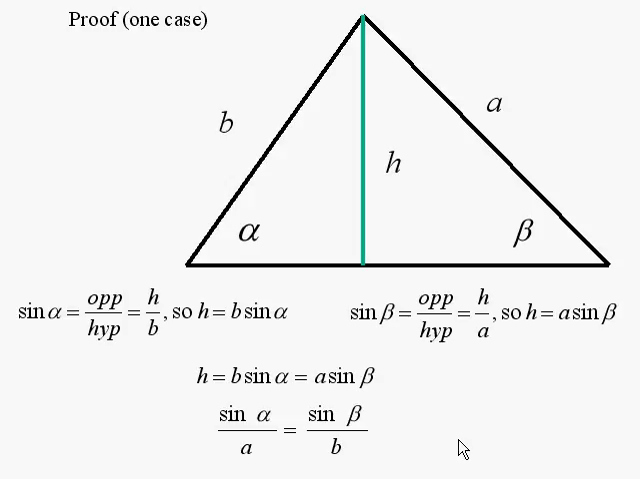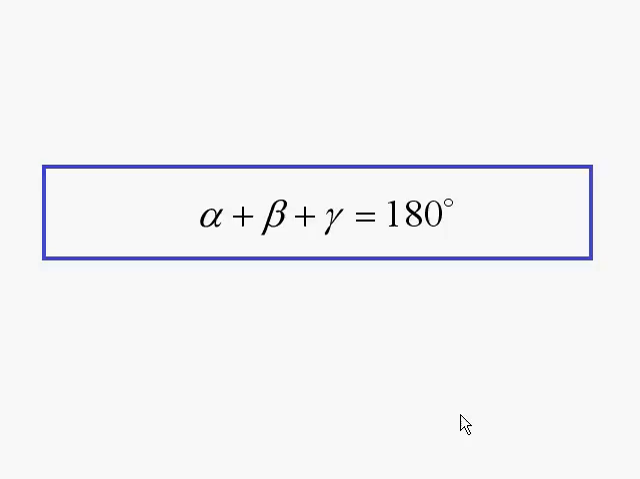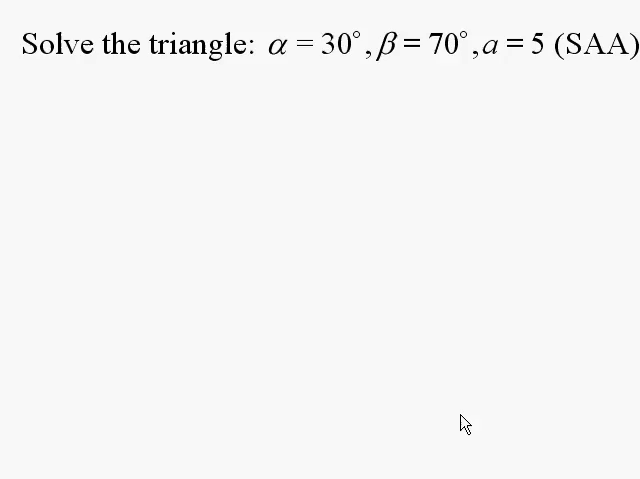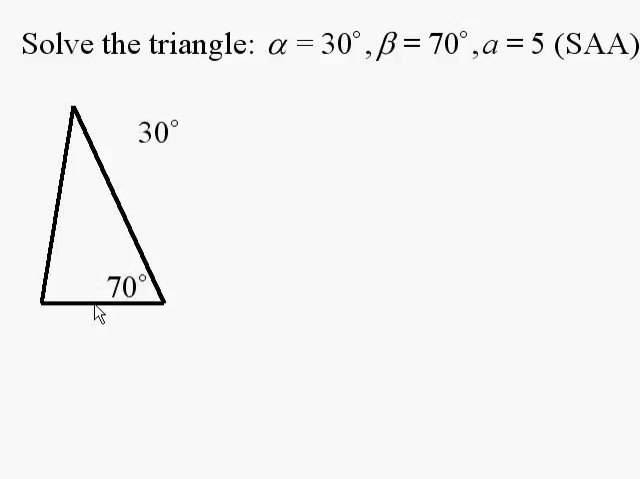The other fact that's useful in solving oblique triangles is to use the angle sum fact, that the sum of the angles of the triangle is 180 degrees. That comes in handy once in a while. So let's try an example. I'll be given alpha, beta, and a value for A. Let me draw that in so that you can see what it might look like. Beta is 70 degrees, alpha is 30 degrees, B I don't know, C I don't know, A is 5.